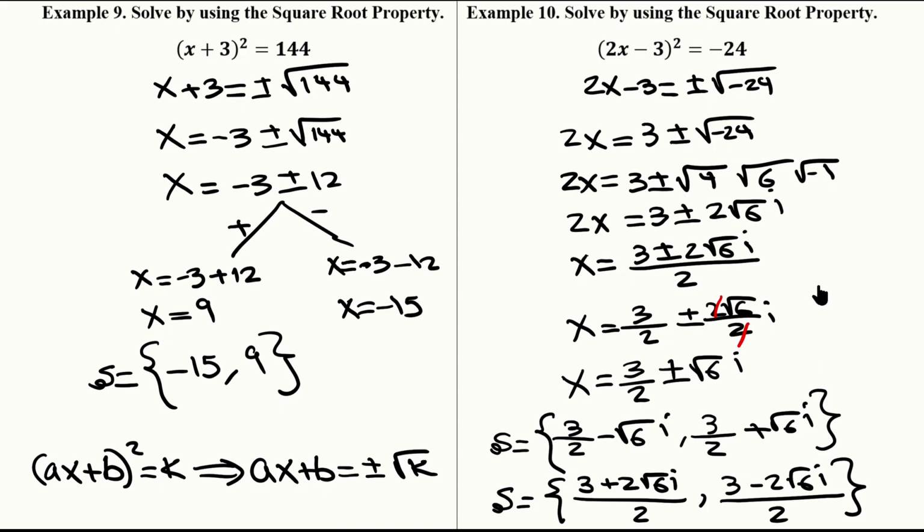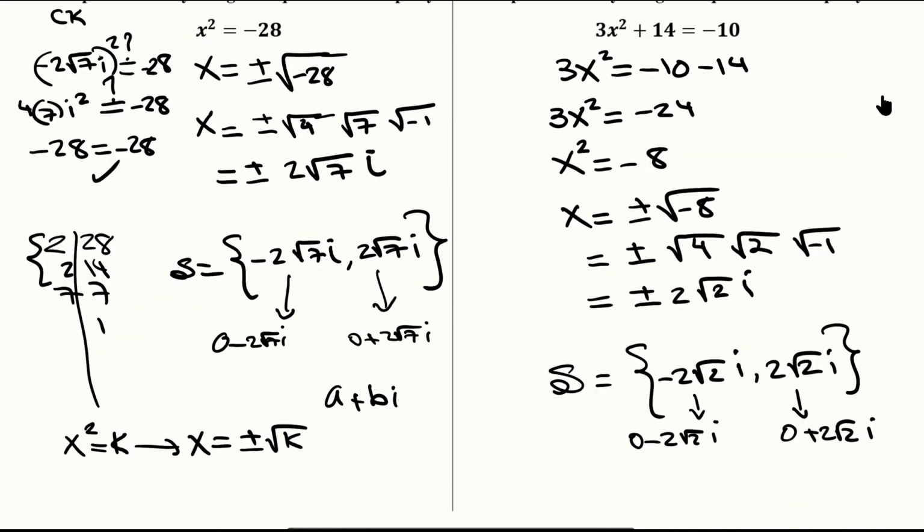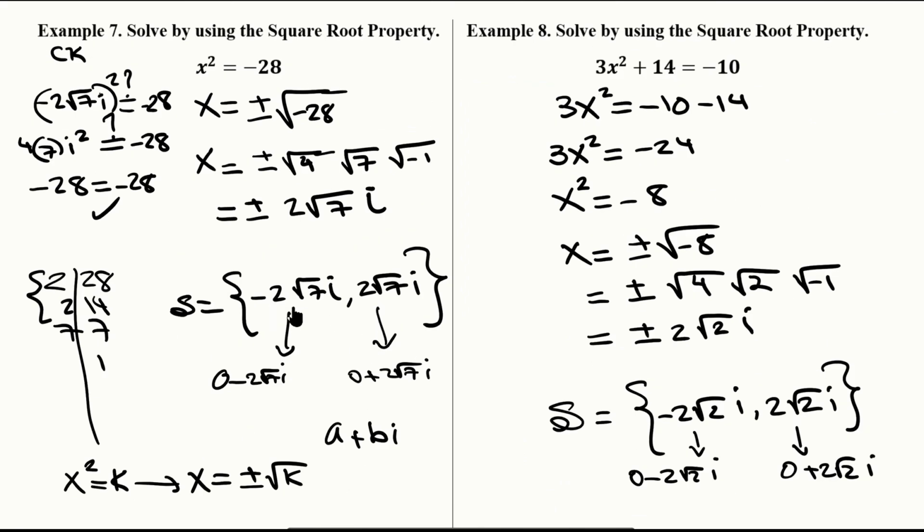Notice that the last set of problems that we did, these are also complex conjugates. Notice this one you can write as 0 minus 2 radical 7i, and this one you can write as 0 plus 2 radical 7i, and the same goes here. These can also be written in a standard complex form with a 0 brought in.